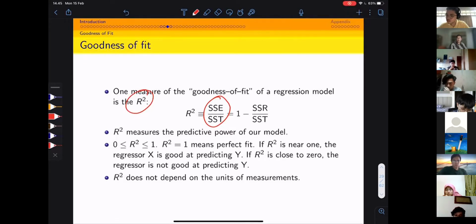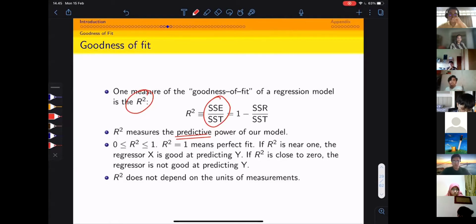R square measures the predictive power of the model, and I'm just going to highlight this. The value of R square is always between 0 and 1. If the value is close to 0, it means that your variable is not that good at predicting y. But if your value is near 1, then your variable x is a perfect predictor of y.